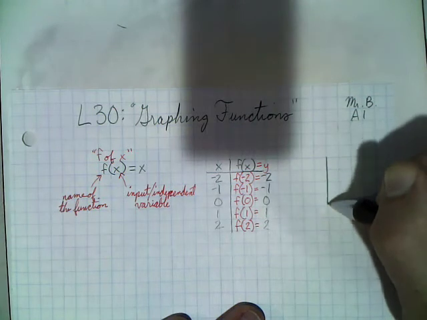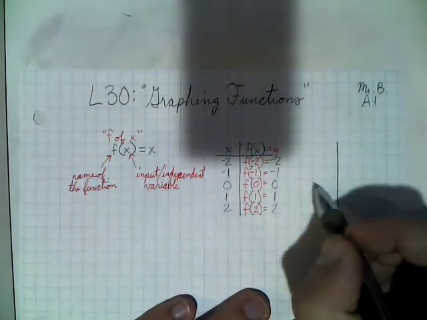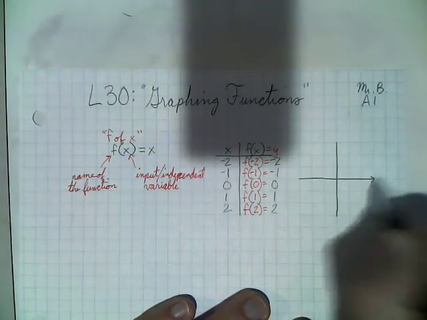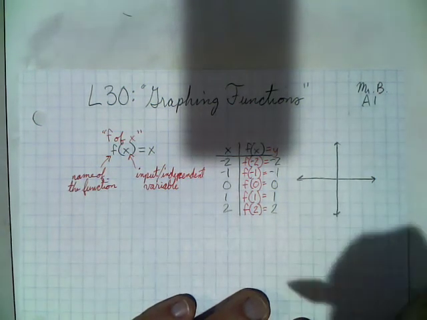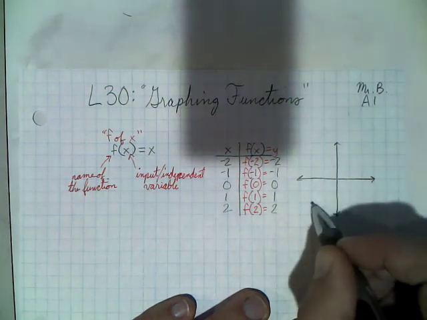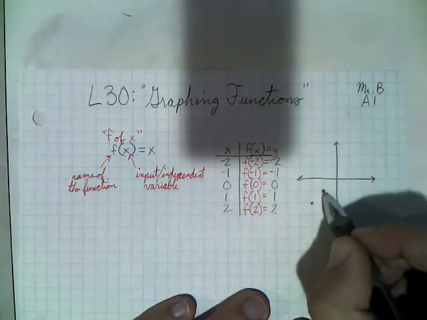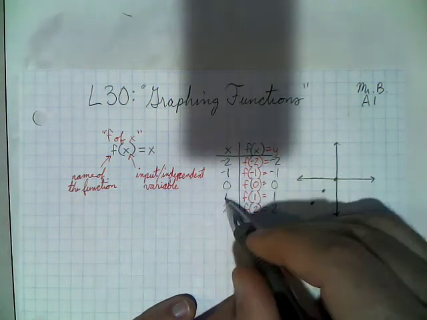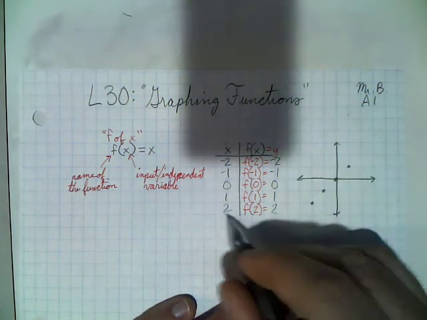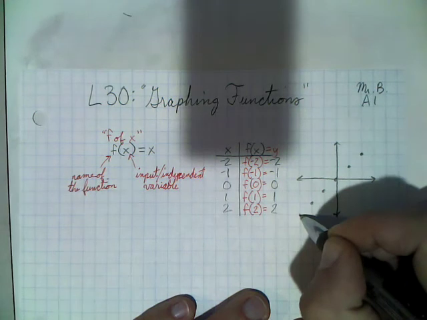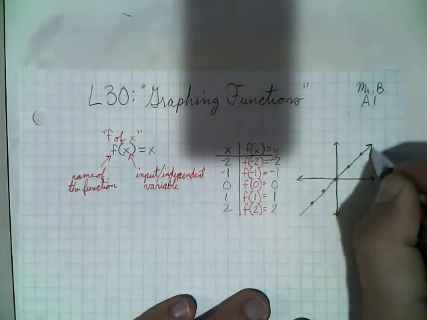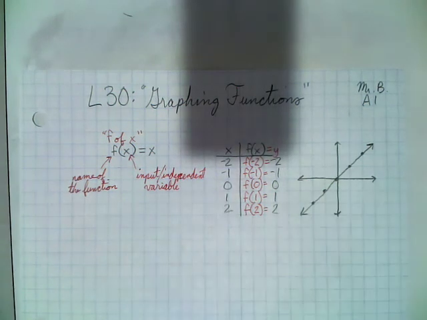I'm going to come down here. Since the highest absolute value that I have is 2, let's go 3 in every direction for our coordinate plane, just to give ourselves a little extra space. And as long as I have enough points that I can find this line, we're good to go. So -2, -2, -1, -1, 0, 0 is the origin, 1, 1, and 2, 2. Well, sure enough, I can stick a line through there. Now, if I didn't have enough points, I would just add to my table and get a few more until I can find the shape of whatever I'm trying to graph.